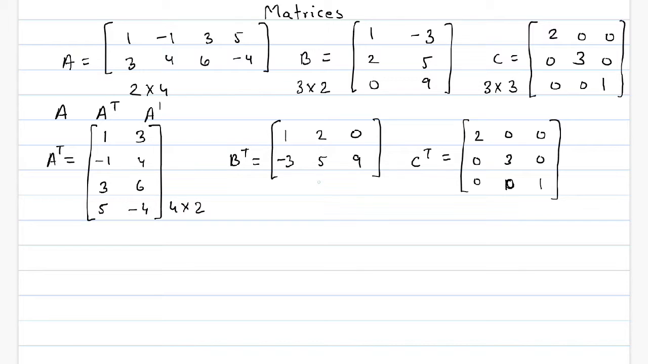In our B transpose, our size is 2 by 3. And here we still have 3 by 3, and you can see the actual diagonal has not changed and all other values were actually zeros. So this becomes a diagonal matrix.